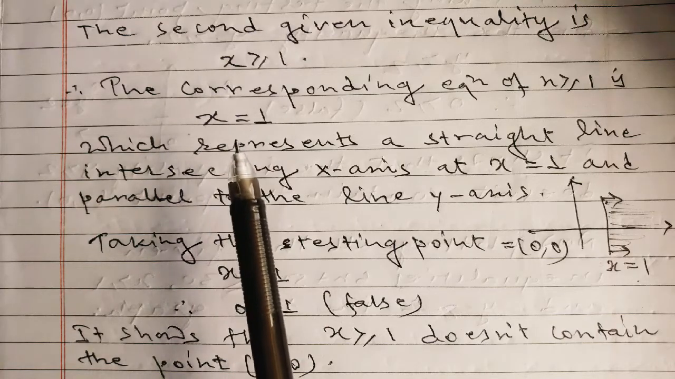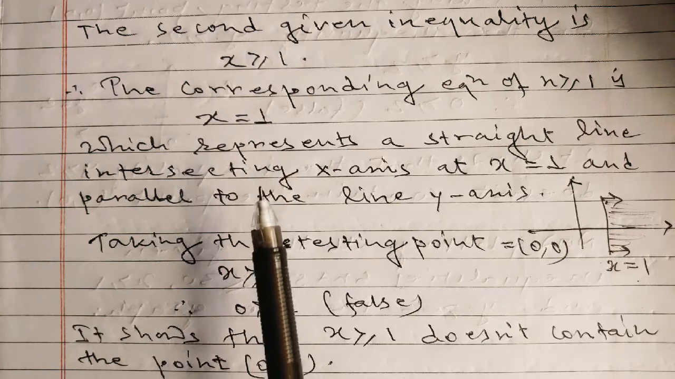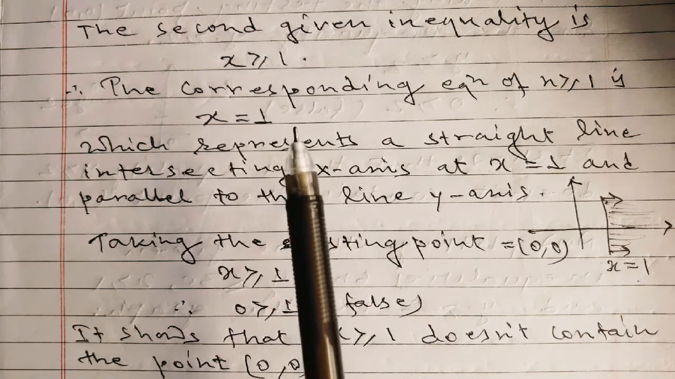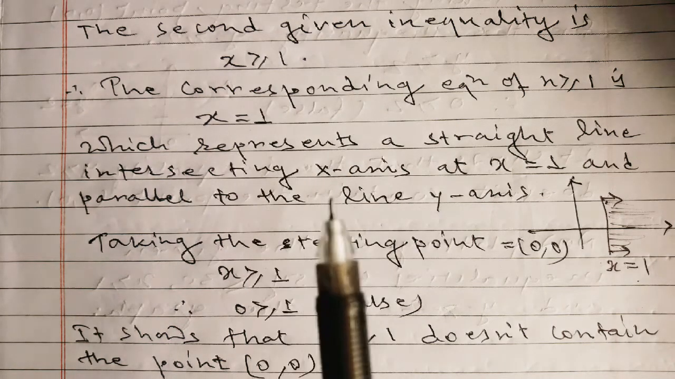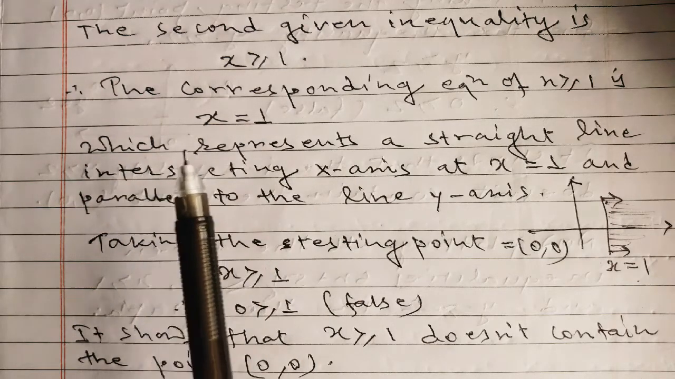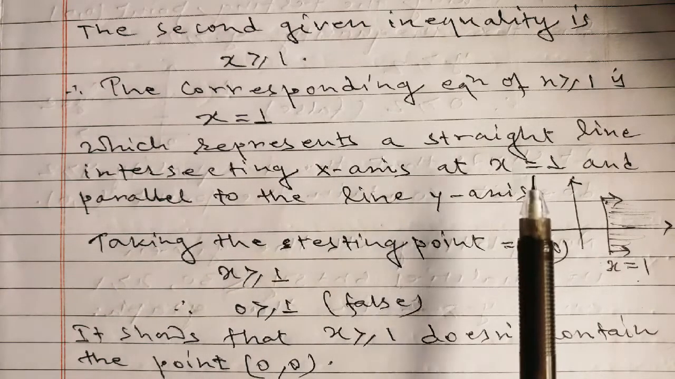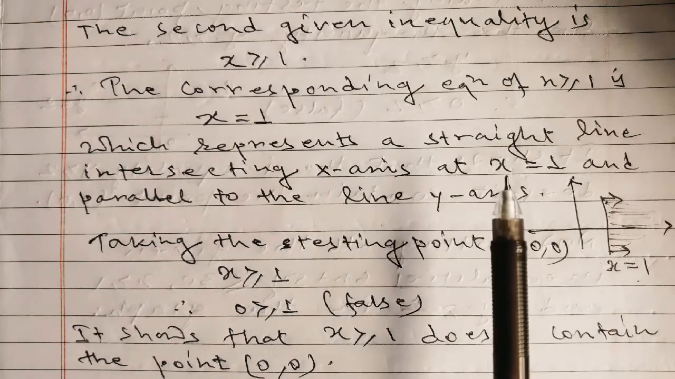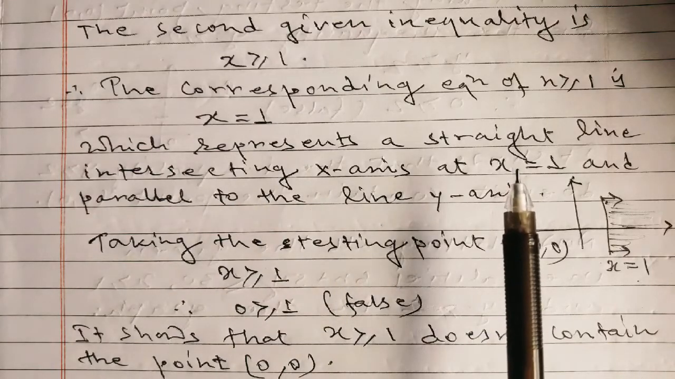Now we should not draw the table values. We need not find the table values of x equal to 1, because it represents a straight line parallel to the y-axis. If any line is parallel to the x-axis or y-axis, we need not find the table values. That means we need not find extra values of x and y. x equal to 1 represents a straight line intersecting the x-axis at x equal to 1, and it is parallel to the y-axis.